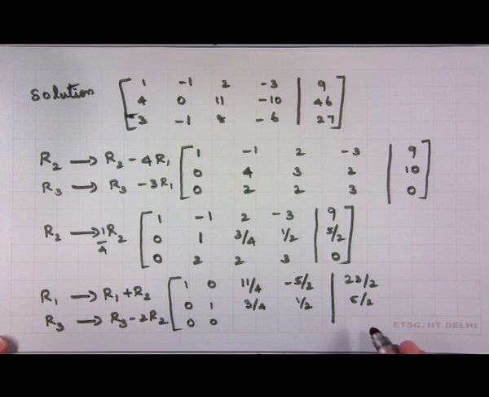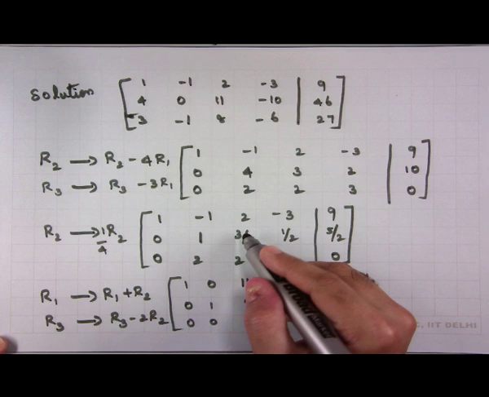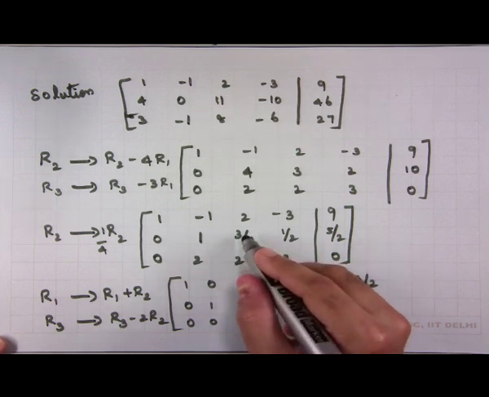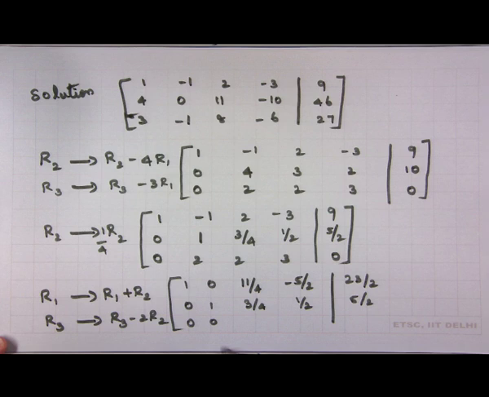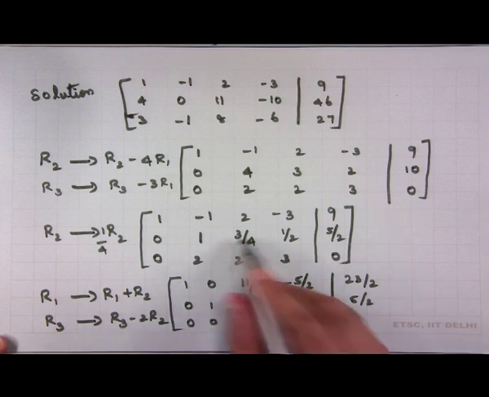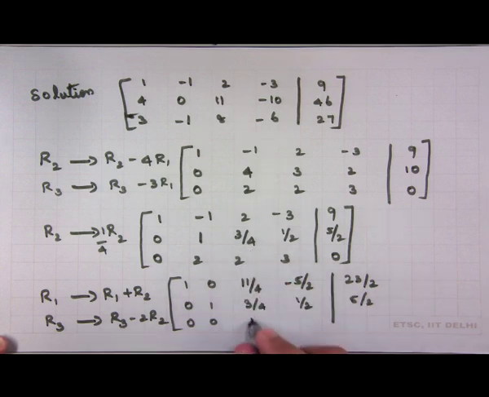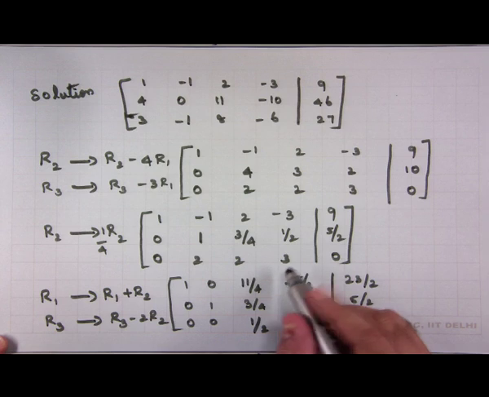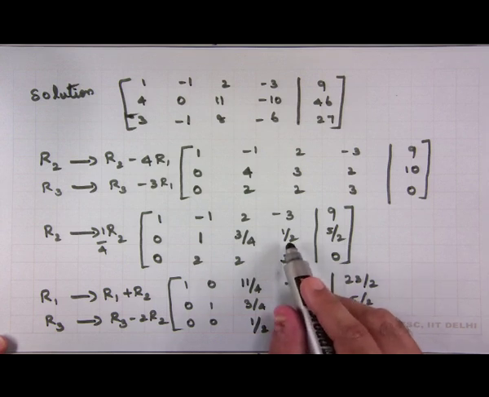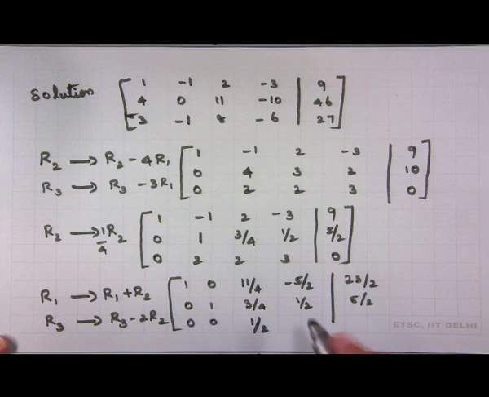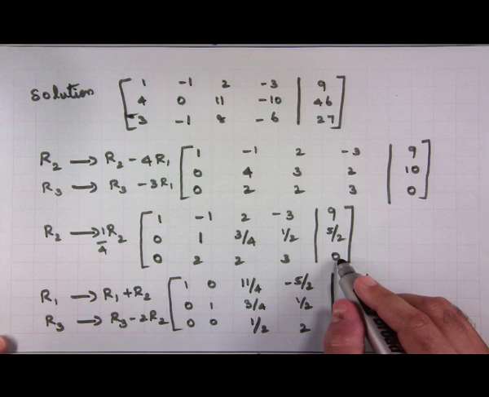Last row, R3 minus 2 times R2. So, 2 minus 2 times 3 by 4, which will give me 2 minus 3 by 2, which will just lead to half, 3 minus 2 times half, which is 3 minus 1, which will give me 2, 0 minus 2 times 5 by 2, which will give me minus 5.